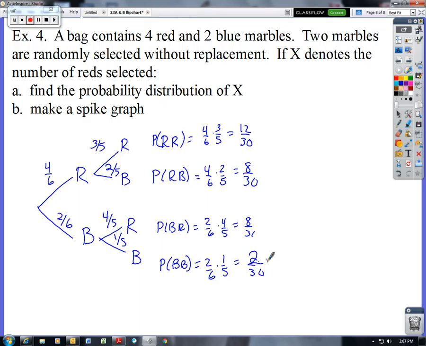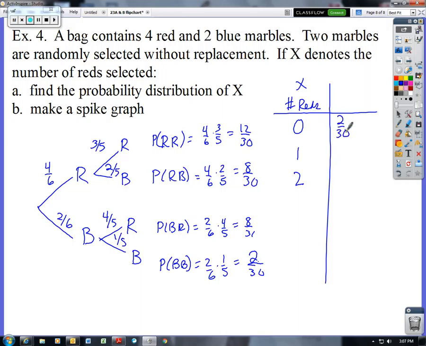The probability distribution. So on that, we need our little table, which is going to be x, which is the number of reds. That's our x. And the number of reds could be 0, 1, or 2. And the probability that we had 0 reds, that would have been this one down here. That's 2/30. The probability we had 1 red, that happened here, plus that. That's 8 plus 8, so that's 16/30, because it could have been either one of those. And then 2 reds is 12/30.